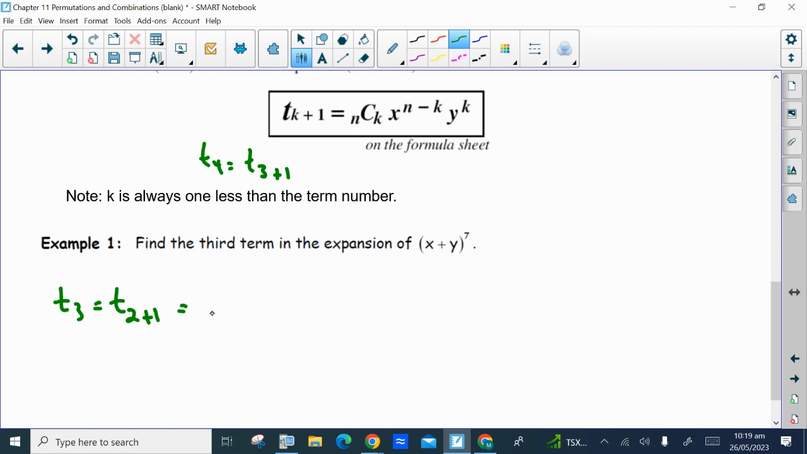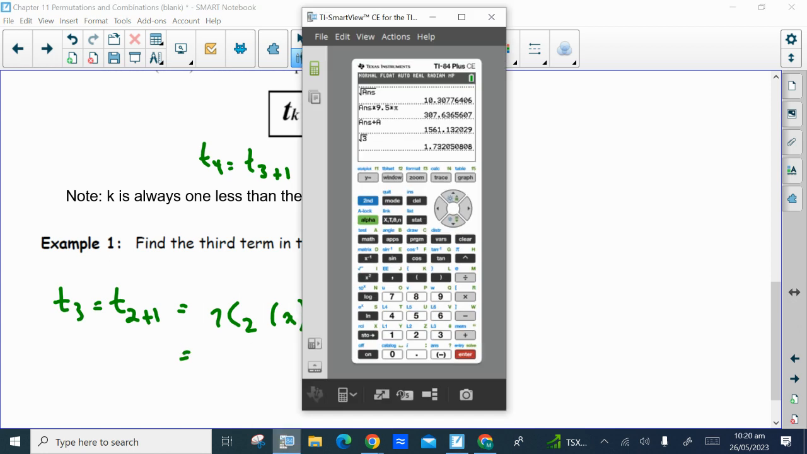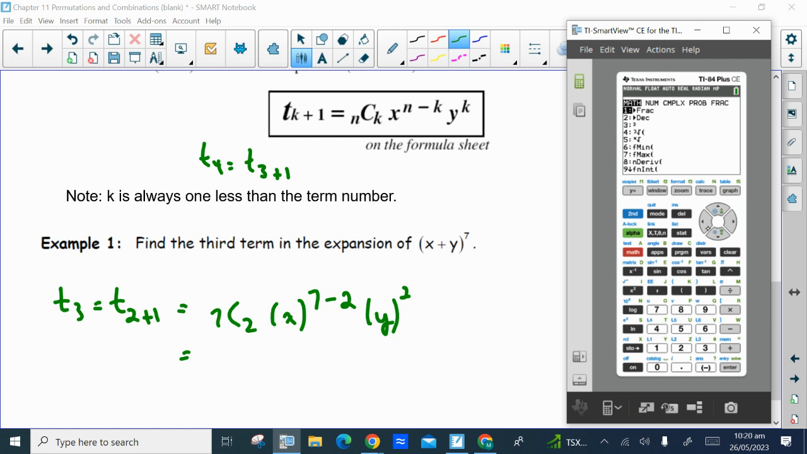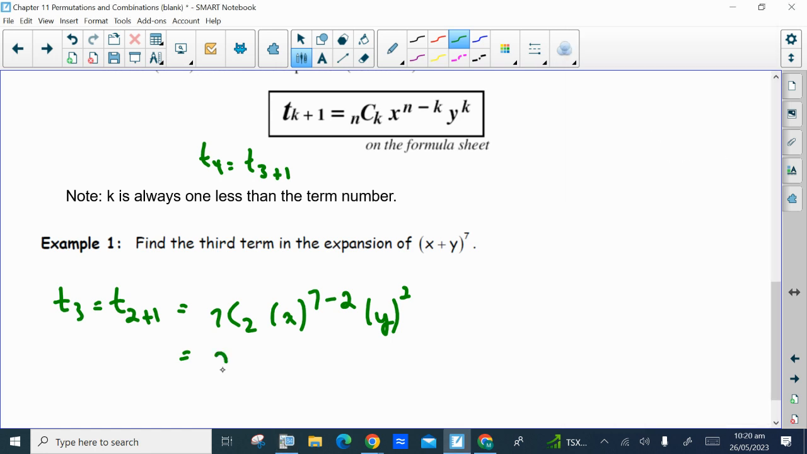So that will be n, which is 7, right? That's the exponent on the binomial. 7C2, x, which is x in this case. Remember, in the general term formula, x refers to the first term of the binomial, which is x in this case, to the power n minus k, times y, the second term of the binomial, which happens to be y, to the power k. So we can use our calculator to figure out what 7C2 is. That will be 21 x to the fifth y squared. There's the third term of that expansion.